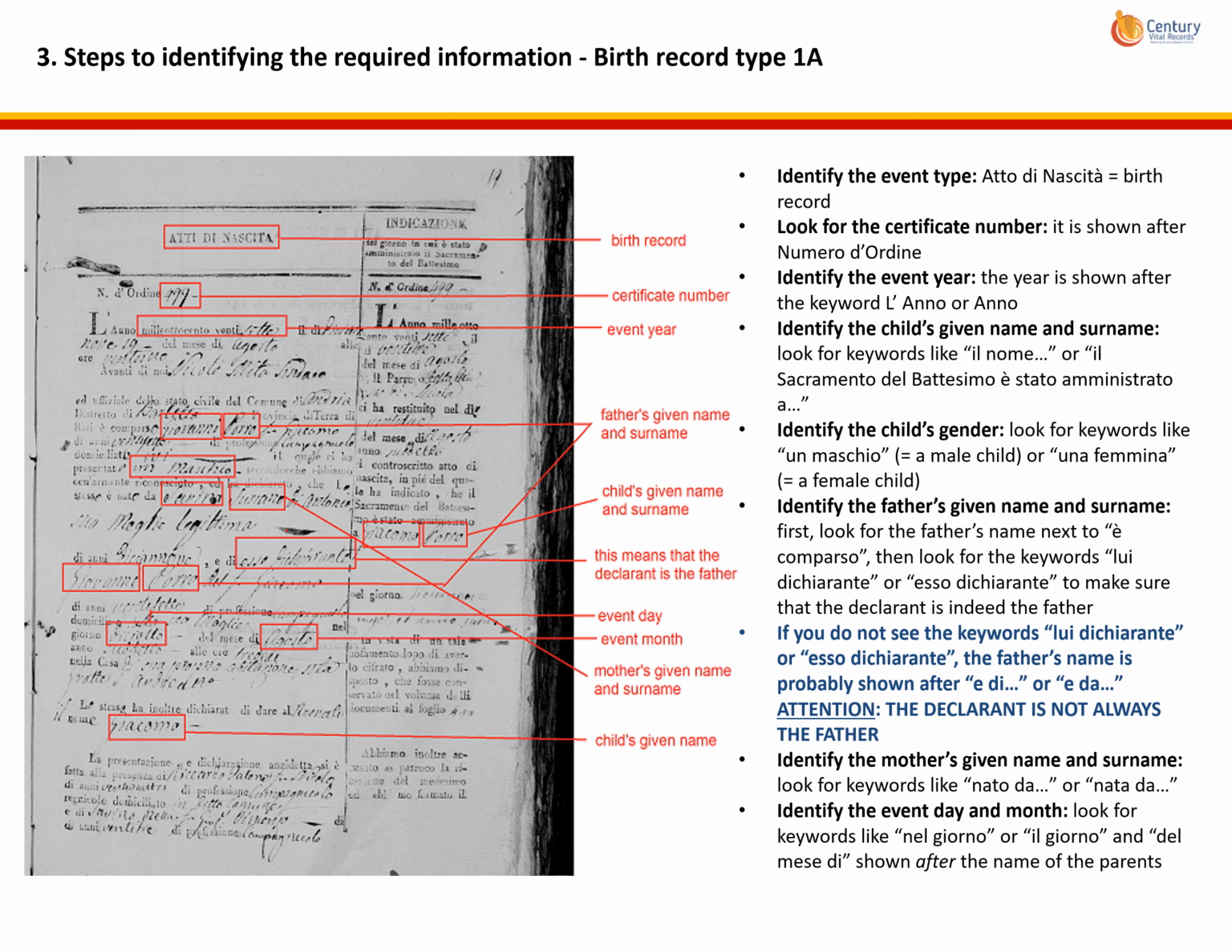To identify the father's given name and surname, first look at the name shown at the declarant, then look for further keywords to ensure that the declarant is indeed the father. Continue by identifying the mother's name and surname. Look for keywords like Nato da or Nata da. Last, identify the event, day and month which are shown after the names of the parents.